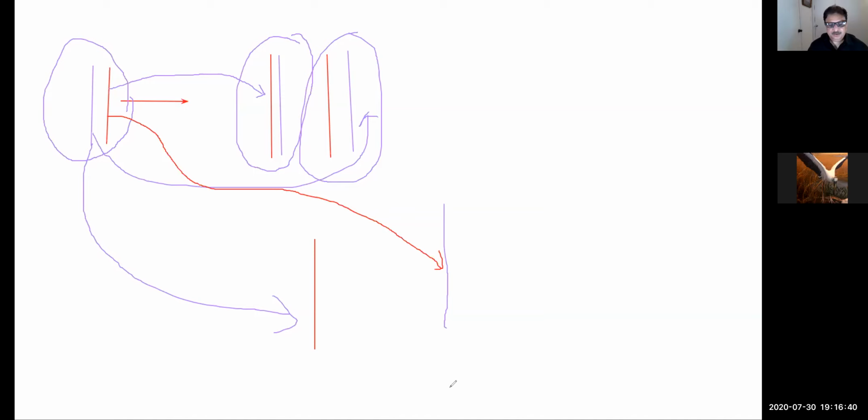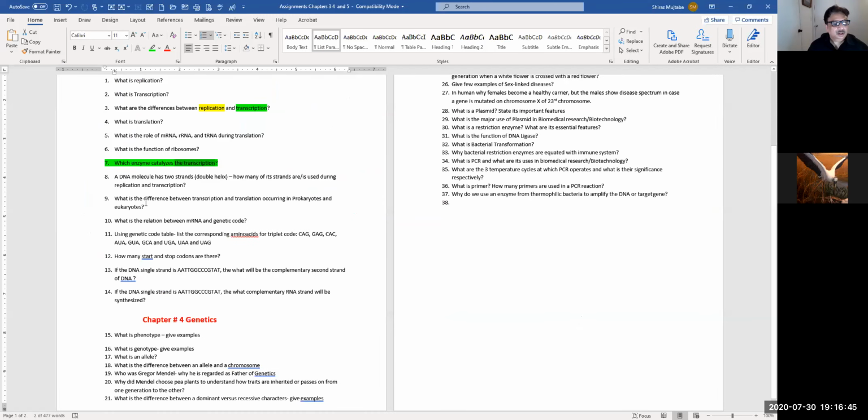So let's look at the next question. What are the differences between transcription and translation occurring in prokaryotes and eukaryotes? I mentioned this, I started my lecture with this differentiation, highlighting this difference. So transcription in prokaryotes occurs in the cytosol. Transcription in eukaryotes happens in the nucleus. Translation in prokaryotes is in the cytosol. Translation in eukaryotes is also in the cytosol.